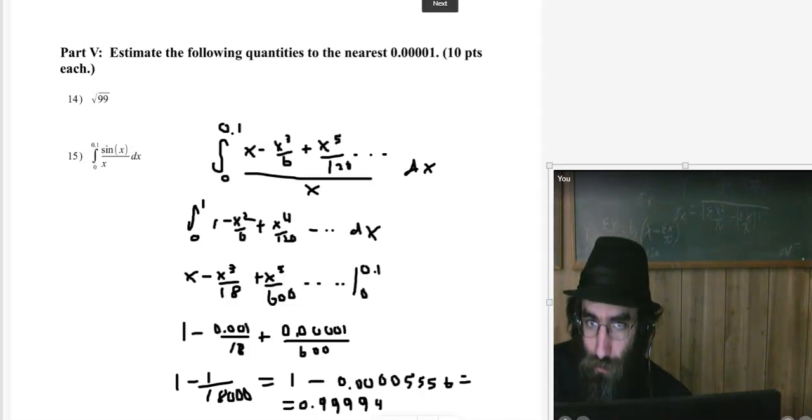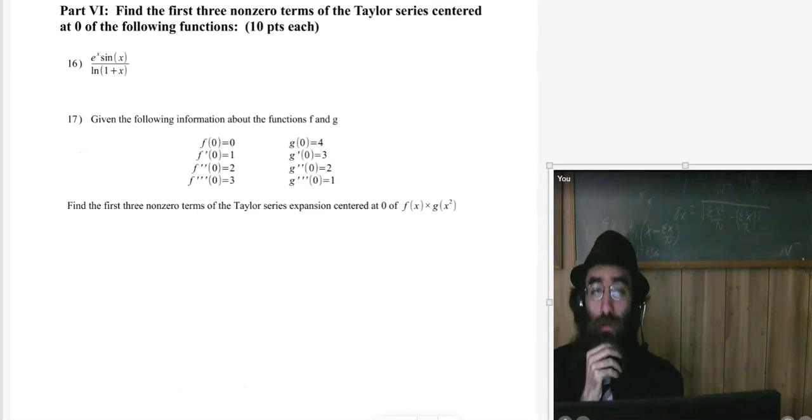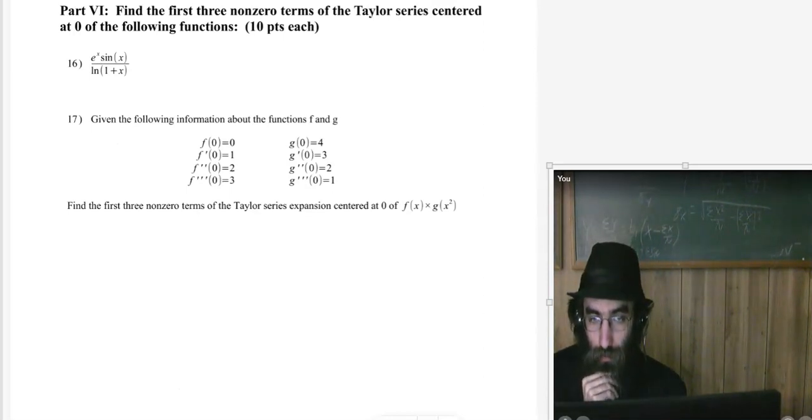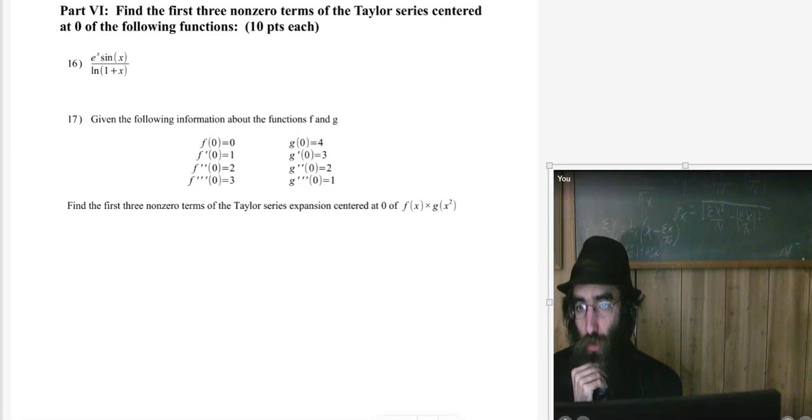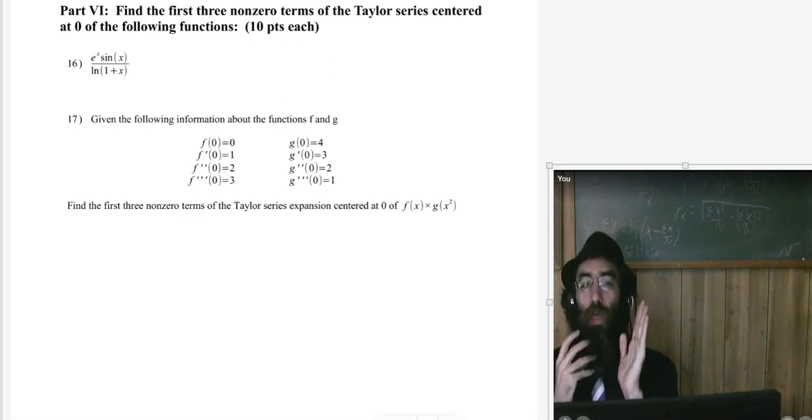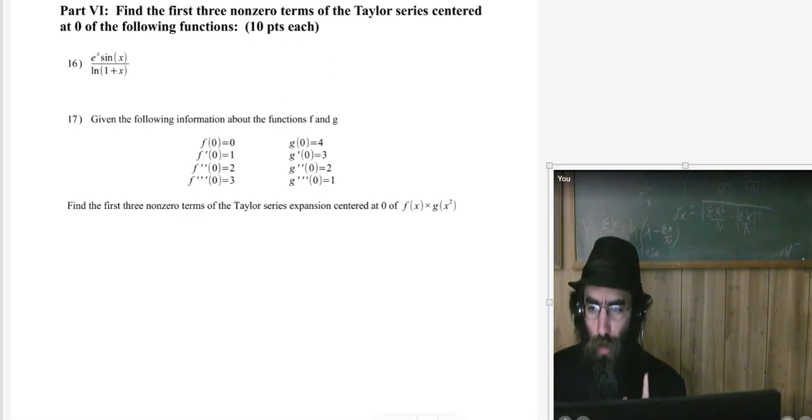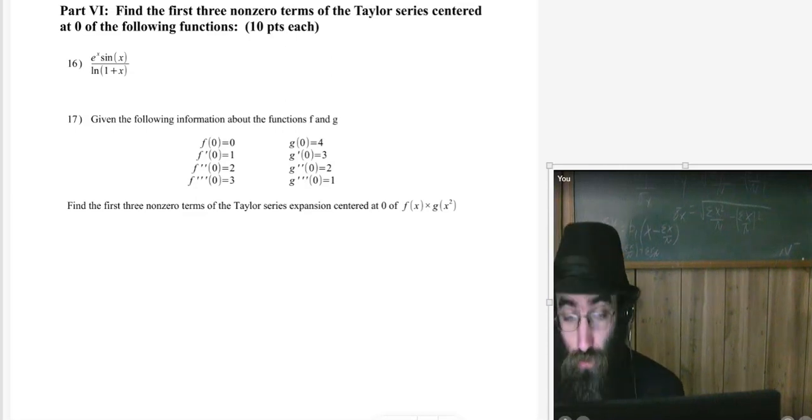And then the final part. Finding the first three non-zero terms of the Taylor series centered at 0 for each of the following functions. Number 16 is probably the one that takes the most work to do. So, okay, here's what you do not do.